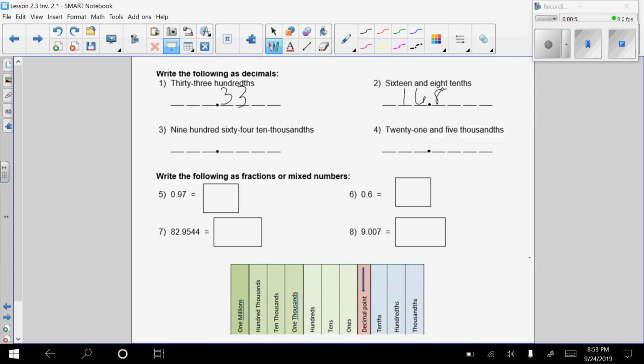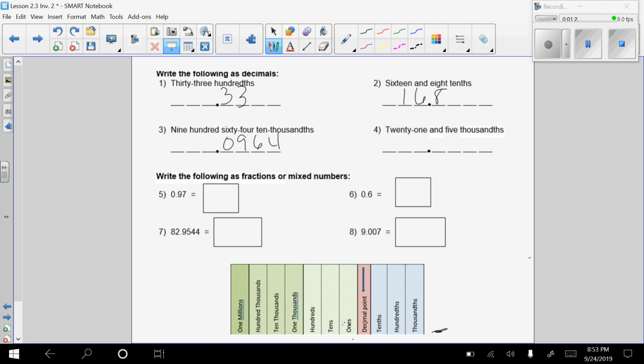3, 964 10,000ths. Well, how many places past the decimal point is that? I have tens, hundreds, thousands. The next spot would be your 10,000ths. So I need to go 4 spots. I need to write 964 10,000ths. That means I need to end 4 spots out. Well, 964 is only 3, so I need to add a 0 before it so that I can end in the 10,000th spot.